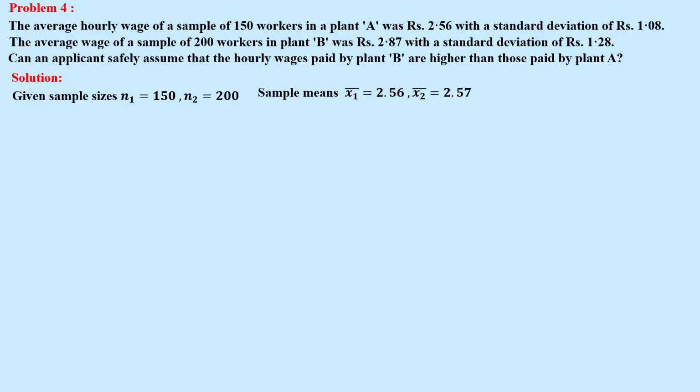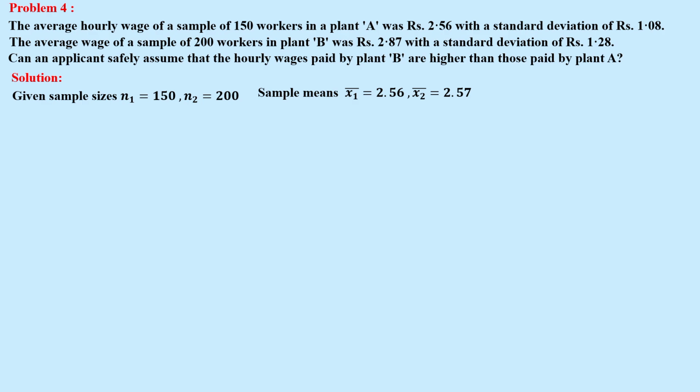So daily wages, hourly wages. Here we are calculating. First, they are taking 150 workers from plant A and 200 workers from plant B. So two plants in a factory.